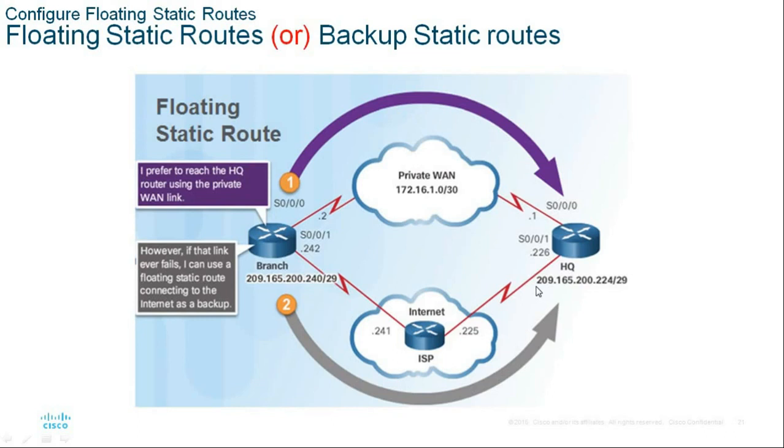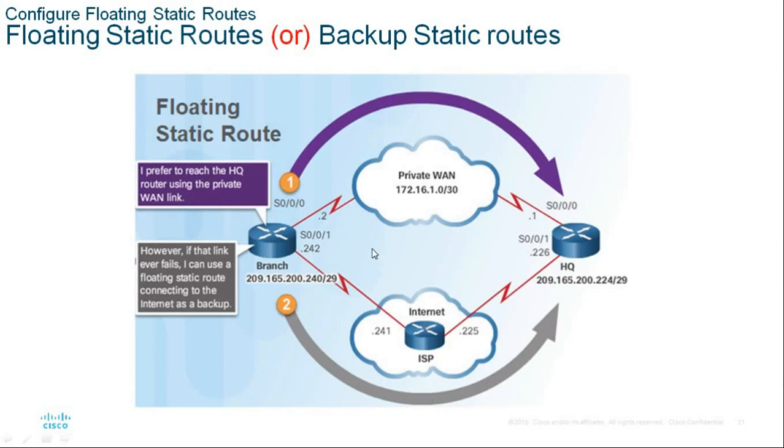So how will we decide this is the primary path and this is the secondary path? We will decide this based upon administrative distance. Based upon administrative distance, I can decide whether this one is primary or secondary. That is the first one. We'll see in the next slide how we are going to use administrative distance.